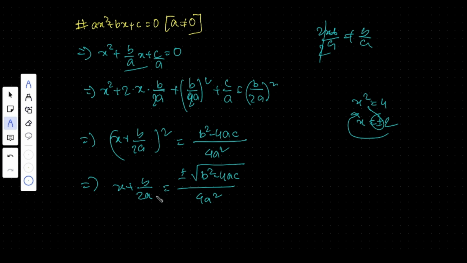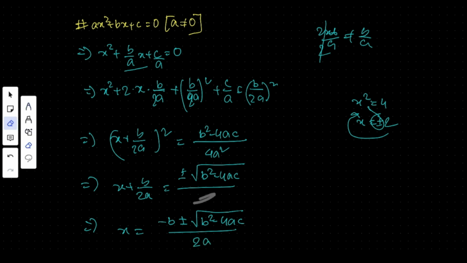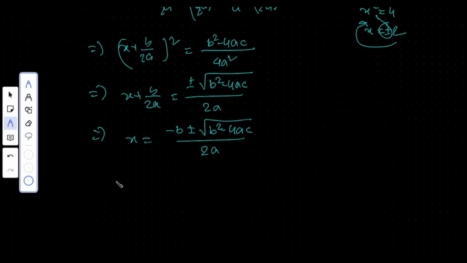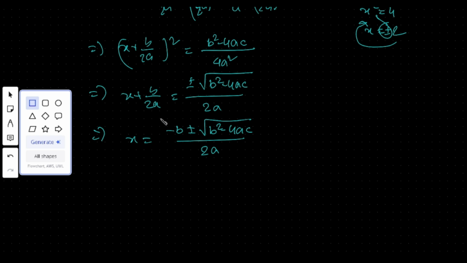We take the b by 2a to that side, then x equals minus b plus minus root of b square minus 4ac, whole divided by, oh sorry, I did it wrong. 4a square will be 2a. And that is what we get.